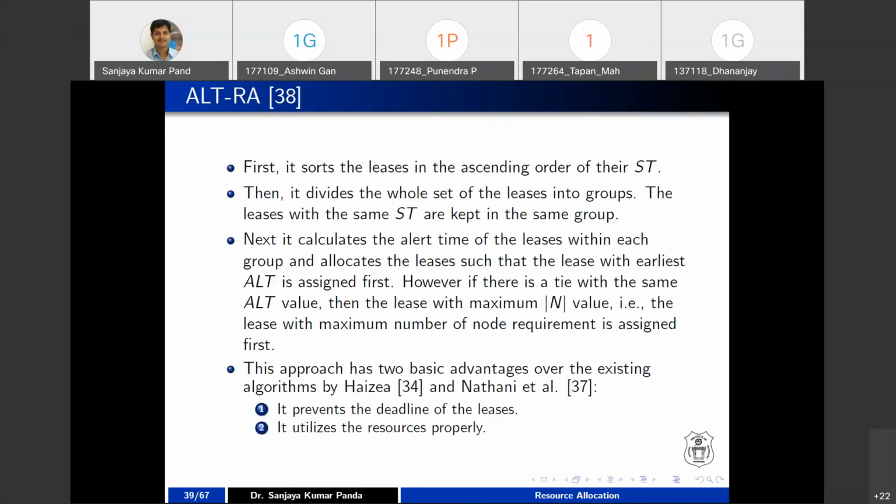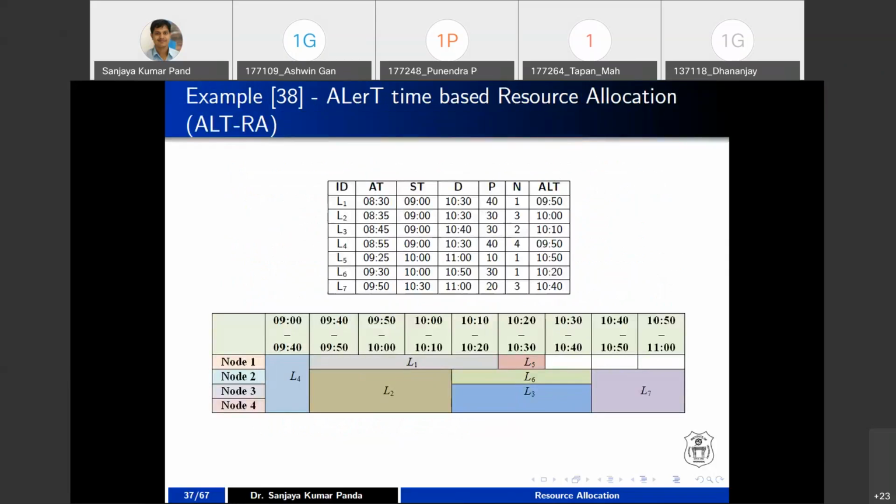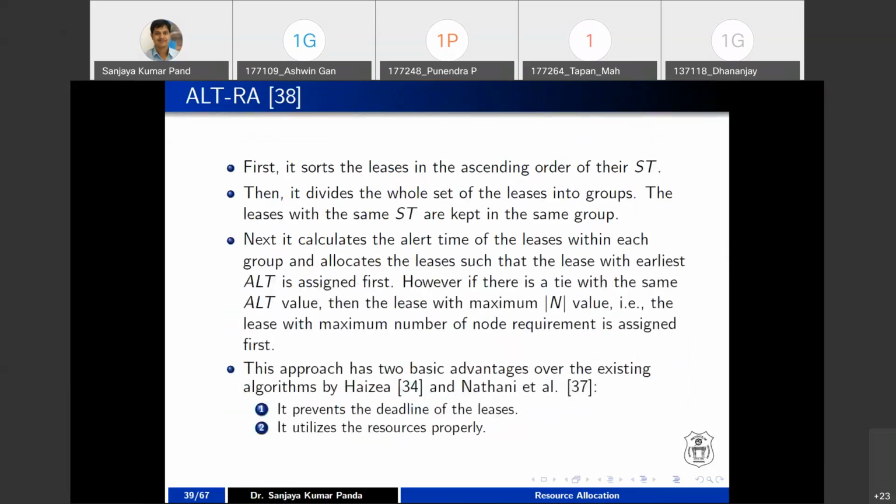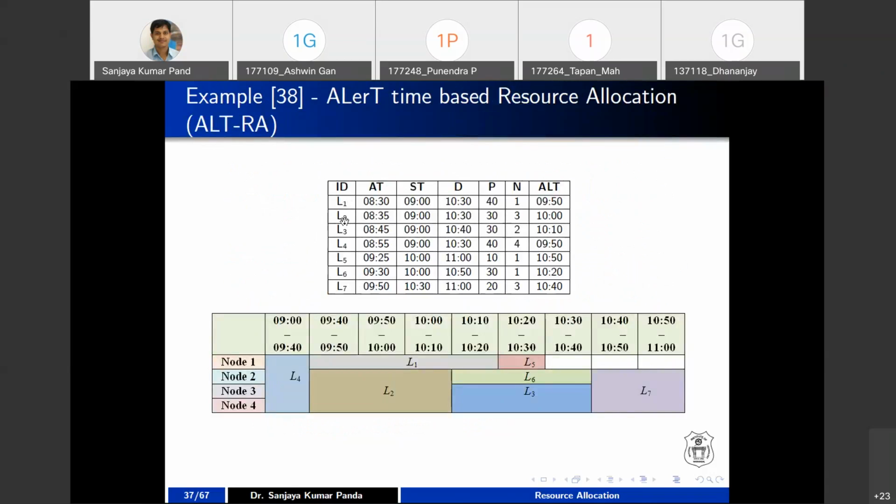The third step is that it calculates the alert time of the leases. Once you form these groups, you can apply the formula of alert time, and you apply this alert time in groups. Like G1 has an alert time, G2 has an alert time, G3 has an alert time. And after doing this grouping, you allocate the leases such that the lease with the earliest alert time is assigned first. You see, L1, L2, L3, L4 are present in group 1, L5, L6 are present in group 2, L7 is present in group 3.